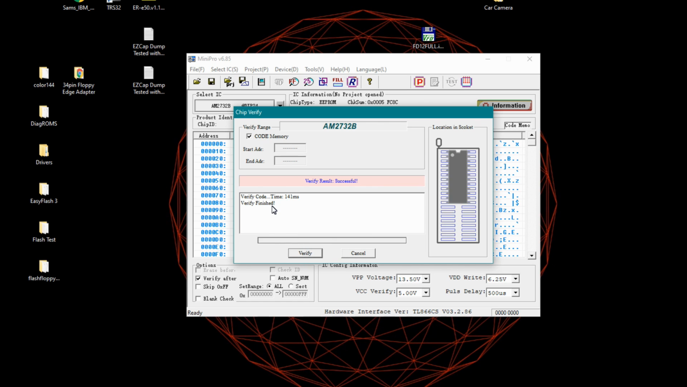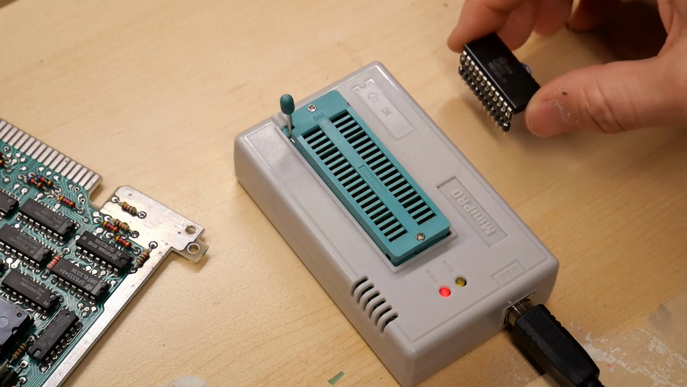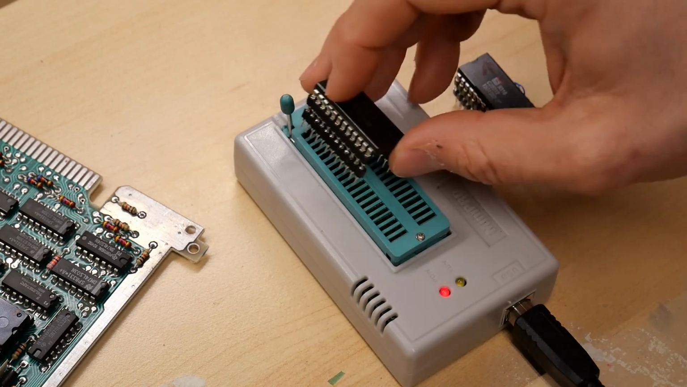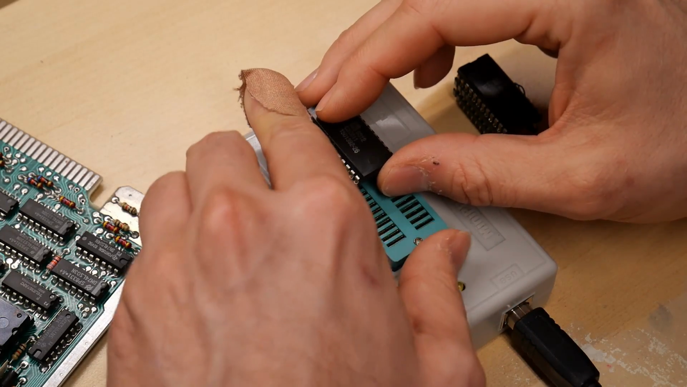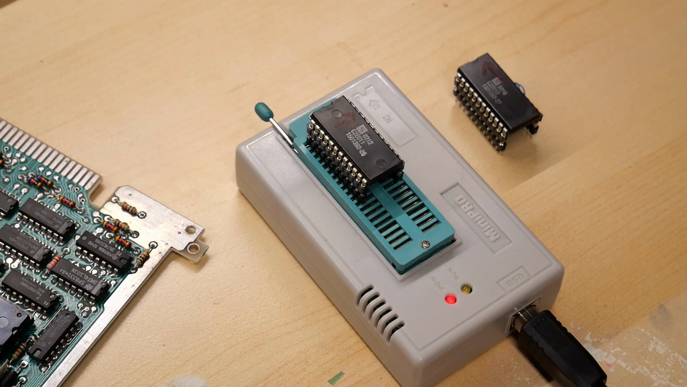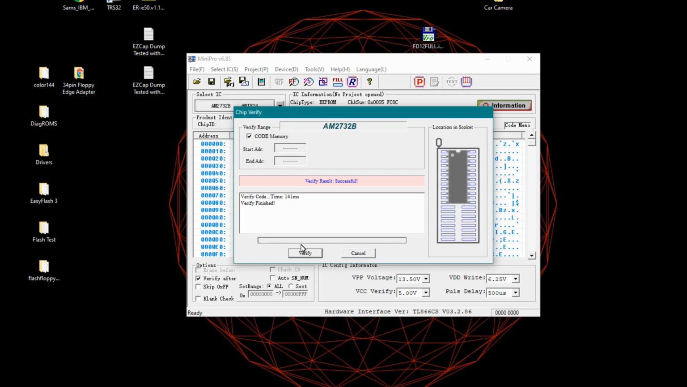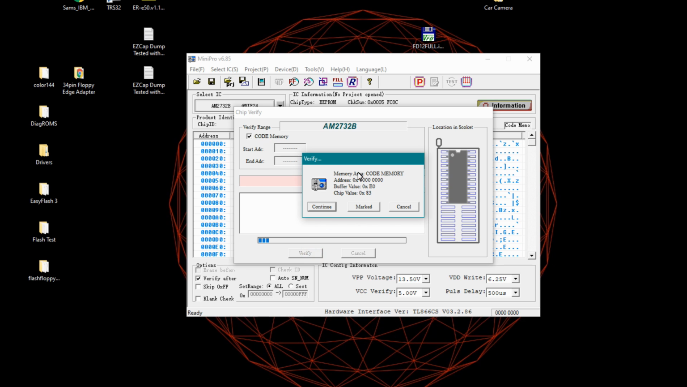Verify finished. Would you look at that? This chip is actually good. Let me swap to the other chip. So to validate that the verification is working, I'm going to hit verify again without loading the other ROM image. And this should fail because, of course, this is the other chip which has the other ROM image in it. Right away, it pops up with an error.